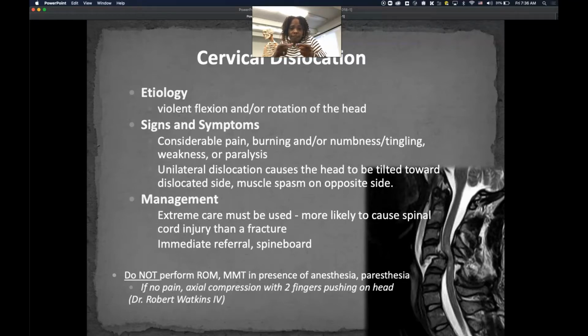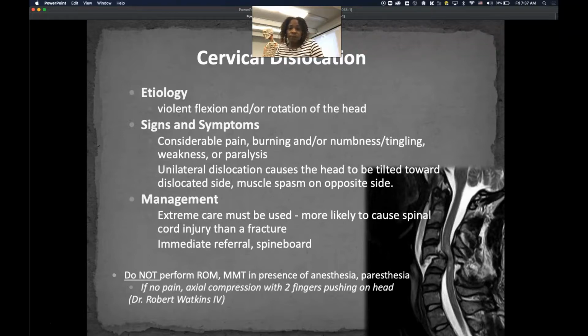Most often, the dislocation is going to be unilateral. So what do I mean by that? It's one side, so the head is going to tilt, and so then you'll have muscle spasm on the opposite side. Does that make sense, guys? So if I dislocate and my head tilts, my spasm is going to be on the side of the tilt, if that makes sense. So you're going to be looking for spasm on the side opposite the dislocation. They're going to have numbness and tingling because what happens is as they're spasmed and as they're tilted, that's going to compress on the peripheral nerve and cause neuropathy signs and symptoms.